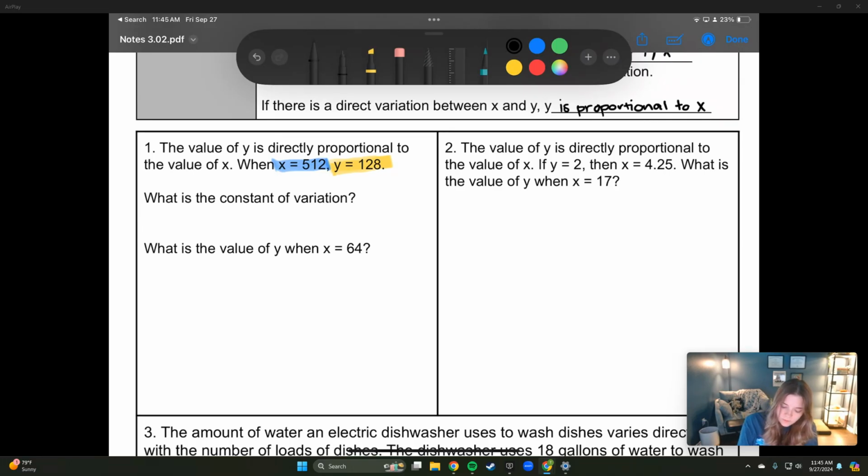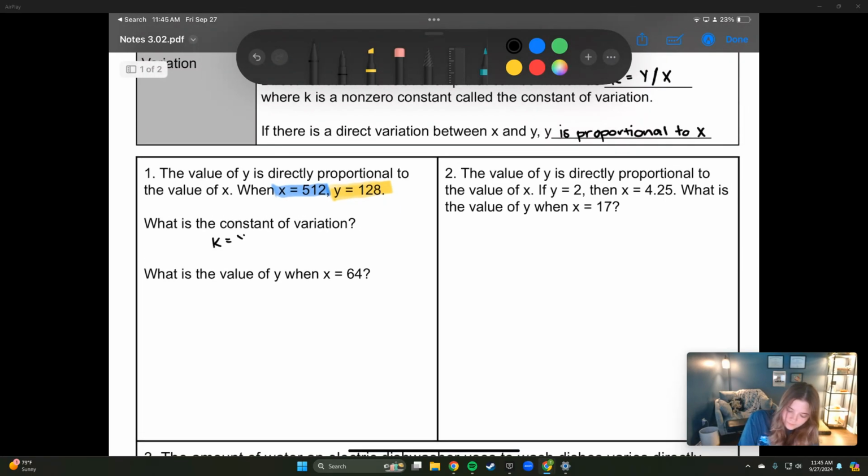Well, remember, to find it, we just use the formula K equals Y over X. So I'm going to take my Y, 128, and I'm going to divide it by X, which is 512. And you are going to use Desmos, right? 128 divided by 512. What is 128 divided by 512? It's going to be 0.25. So your direct variation, your K, is 0.25.